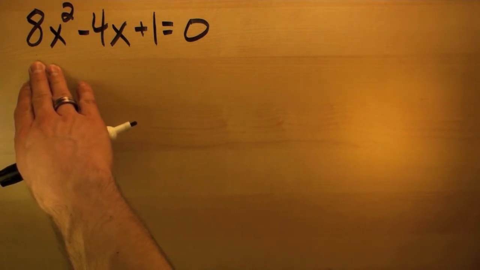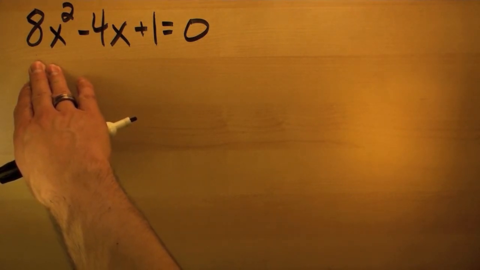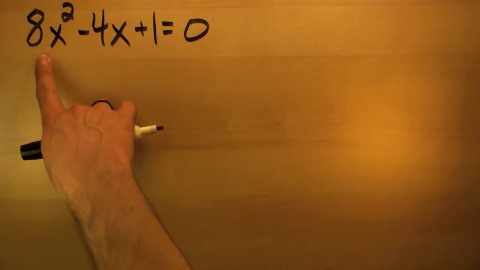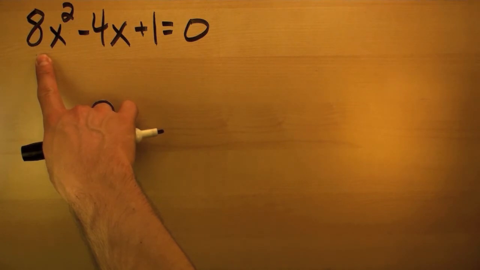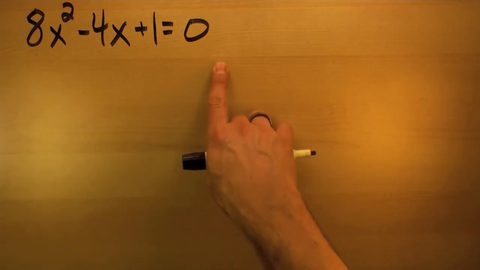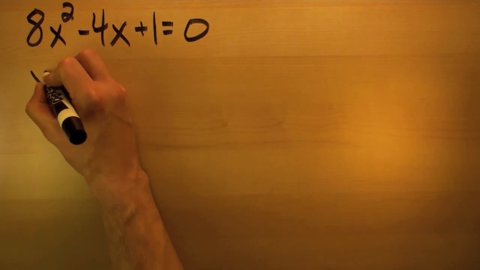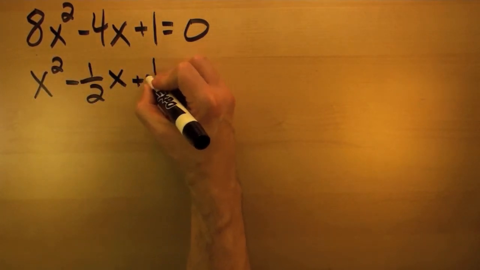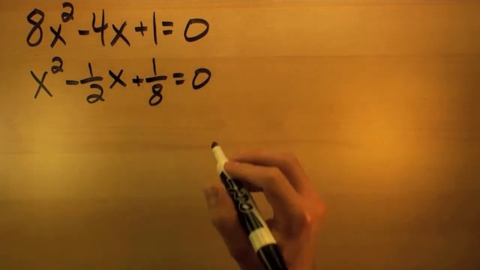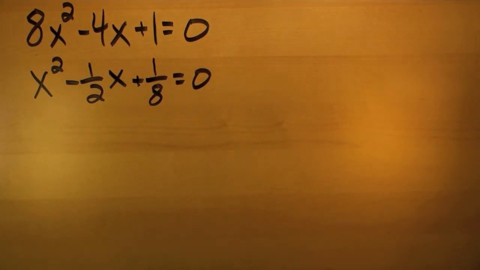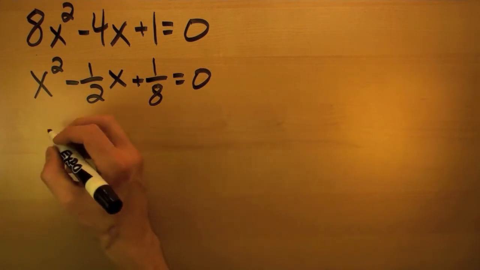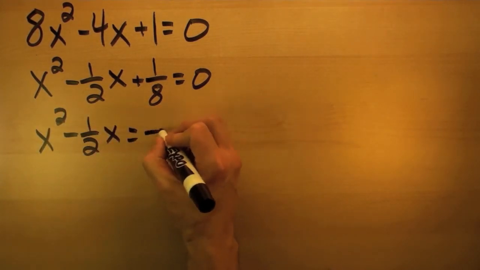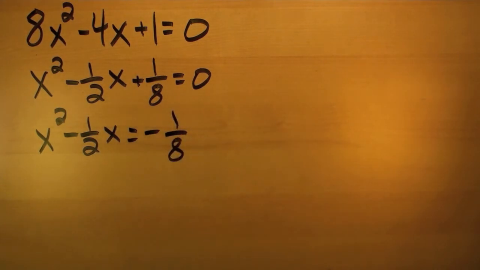In the slightly more complicated case where our lead coefficient, that is the coefficient on the x squared term, is not equal to 1, one way to do this is by dividing the entire equation by that coefficient that's in front of the x squared. So in this case we'll divide the entire equation by 8. This will give us x squared minus 1/2 x plus 1/8 equals 0. And then we subtract 1/8 from both sides, so x squared minus 1/2 x equals negative 1/8.